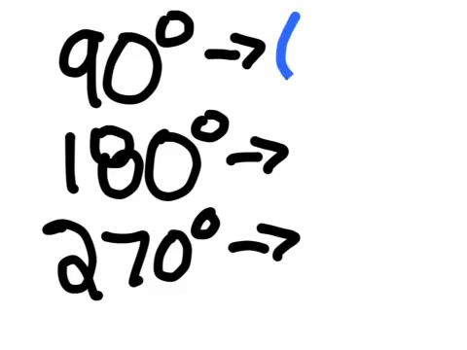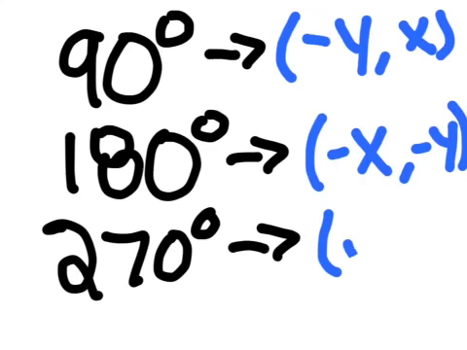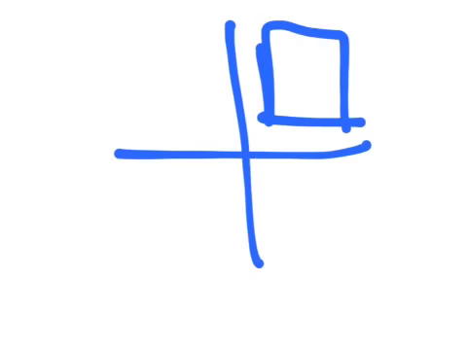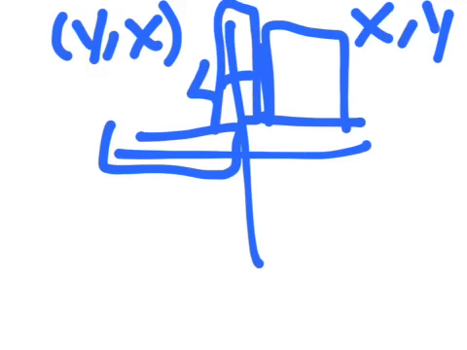For 90 degrees, we have (negative y, x), 180 degrees is (negative x, negative y), and 270 degrees is (y, negative x). Try to remember: when you have a graph and you want to rotate it 90 degrees, you start off with x, y. You flip it, y, x. Then you know that this is negative and this is positive. So it would be negative y, x.